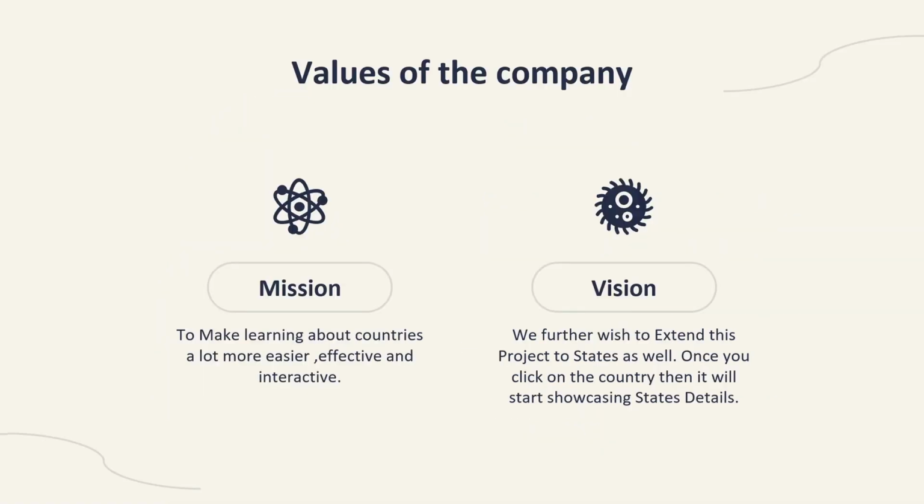Now, our vision and mission. Our mission is to provide the user an easier, effective, and interactive way to learn new things. Talking about vision, we want to further extend our project to states or provinces. Basically, our project for now is only for countries in the world, but in the near future, we wish to extend it to the state. Once you click on a country, you can see the data for states or provinces as well, and compare and analyze the data for yourself.